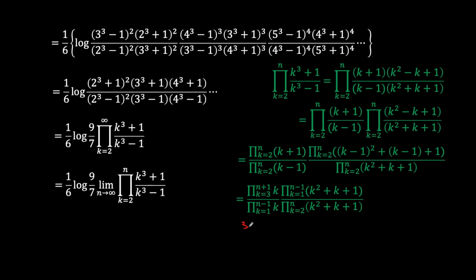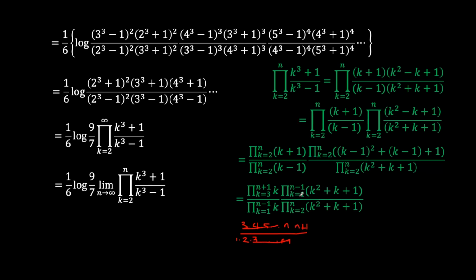So we have something akin to, in the numerator, 3 times 4 times 5, up to n times n plus 1. And in the denominator, we have 1 times 2 times 3 all the way up to n minus 1. And we can see that all these cancel up to here. And now we have n times n plus 1 over 2 remaining.